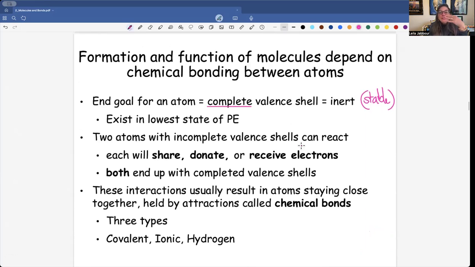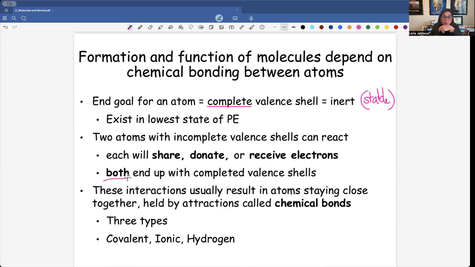So inert means stable, means lowest state of potential energy. That's what PE means here. So 2 atoms with incomplete valence shells, they're going to react together and say, hey, I need your electron, you need my electron. How about we come together and I'll give you mine, but just sharing, you have to give it back to me because I still need it. And then you give me yours because I need extra electrons to fulfill my shell. So it's a constant back and forth between the atoms and their electrons.